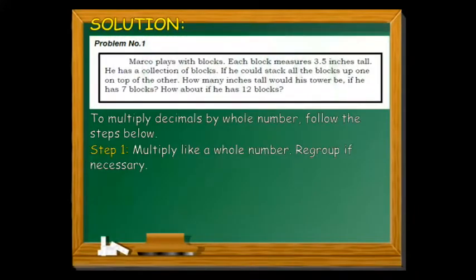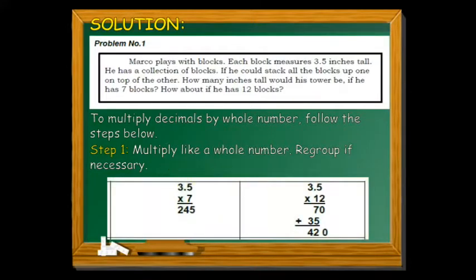Okay, so first step, multiply like a whole number. Regroup if necessary. So we multiply 3.5 times 7. 7 times 5, we have 35. It's going to be carry 3. 7 times 3, we have 21 plus 3, it's going to be 24. The answer, 245. The other one, 3.5 times 12.